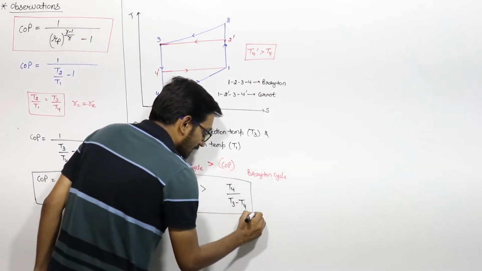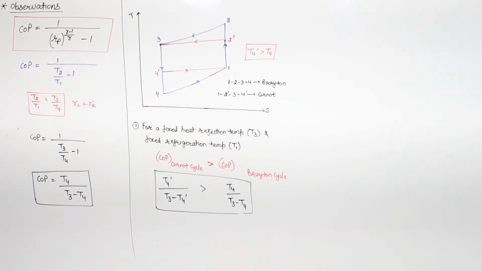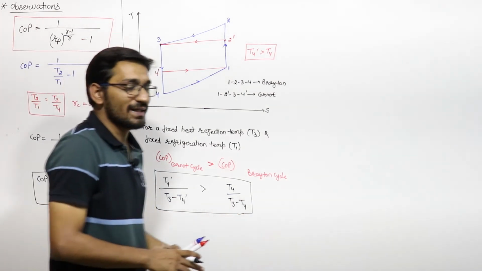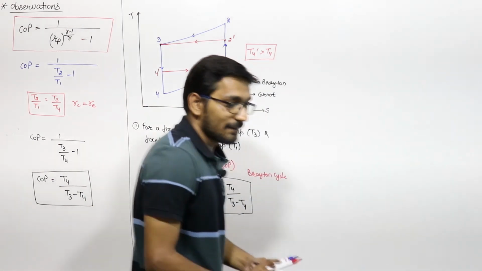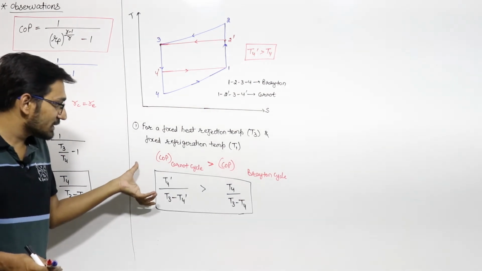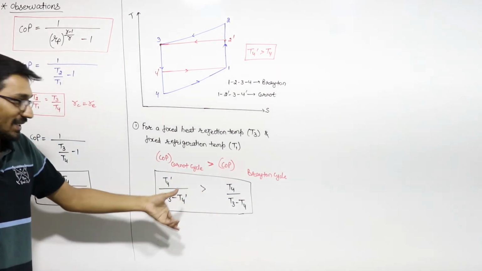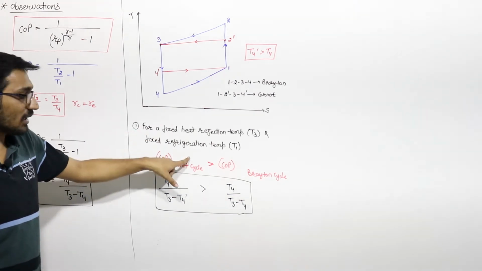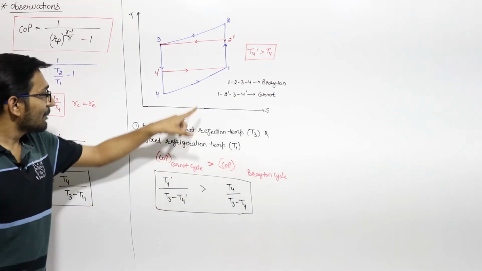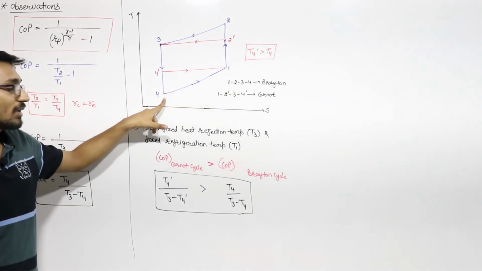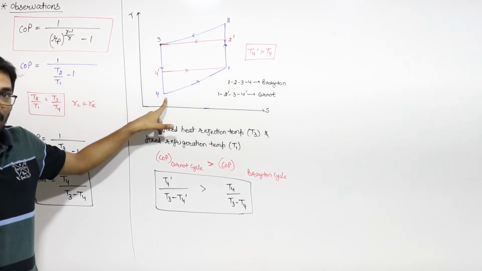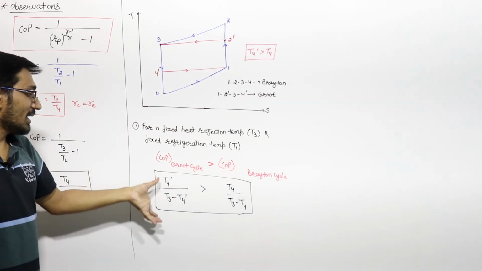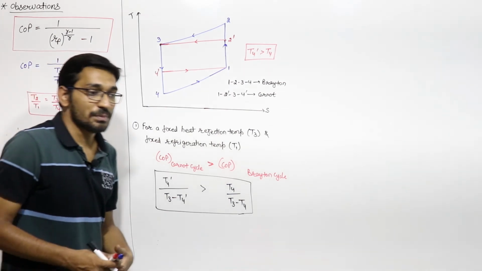So we can say that for a fixed T3 and T1, the COP of a Carnot cycle is more than the COP of a Brayton cycle. And second thing, the COP of the Brayton cycle will be equal to the COP of the Carnot cycle if T1 and T4 are the same, that is, in the straight line. Then we can say that the COP of the Brayton cycle will approach the COP of the Carnot cycle.